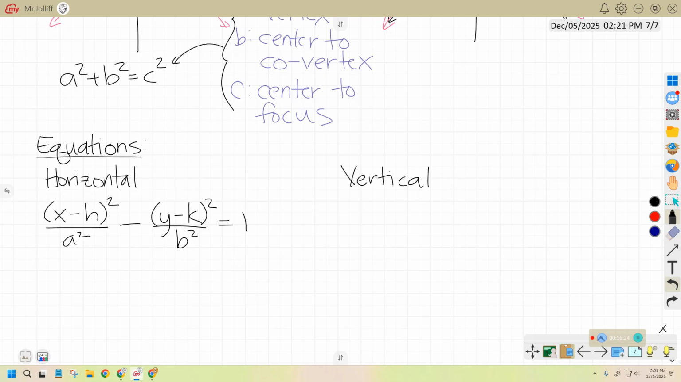Good. So when I take something that's horizontal and I rotate it so that it's vertical, what happens to X and Y? They flip. Perfect. And that's exactly what's going to happen here. So instead of X in front, vertical guys have Y in front.